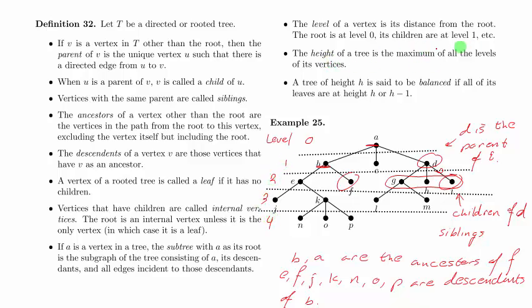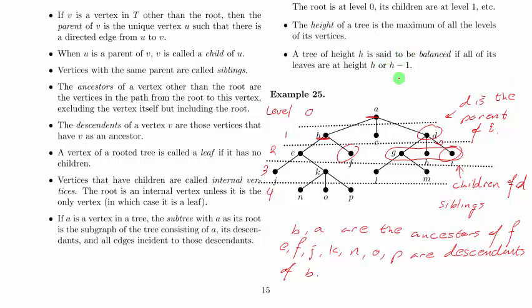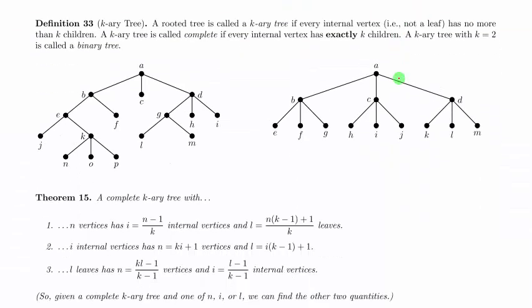The height of a tree is the maximum of all the levels of its vertices. So in this case, the height is 4. And a tree is said to be balanced if all of its leaves are at height h or h-1. So in this case, they would all need to be at height 4 or 3. That's not the case because we have these level 2 leaves at F, H, and I, and then C is a level 1 vertex. So it's not balanced.